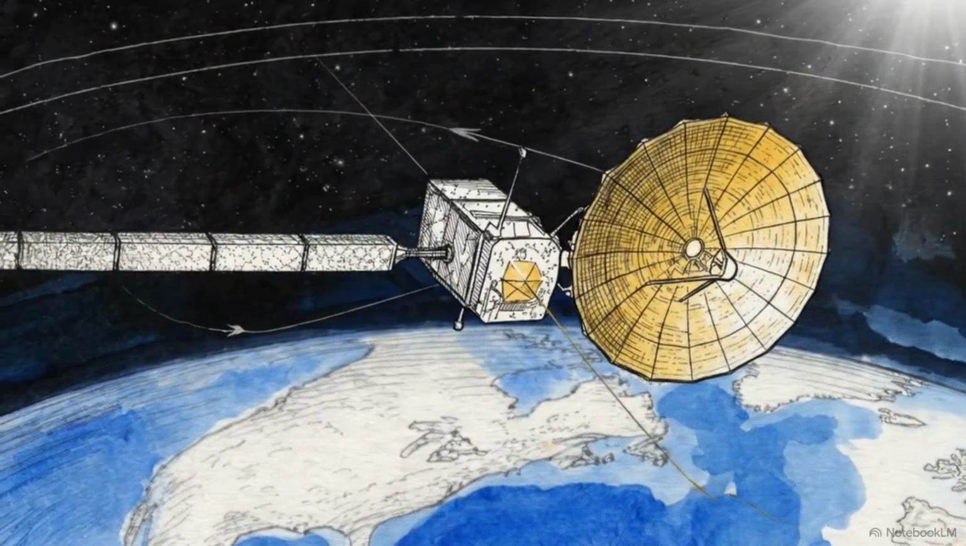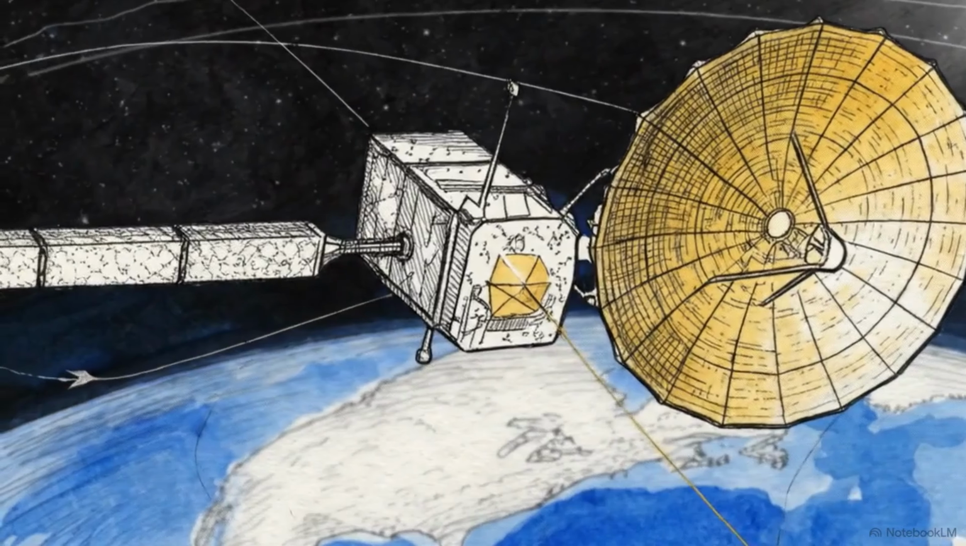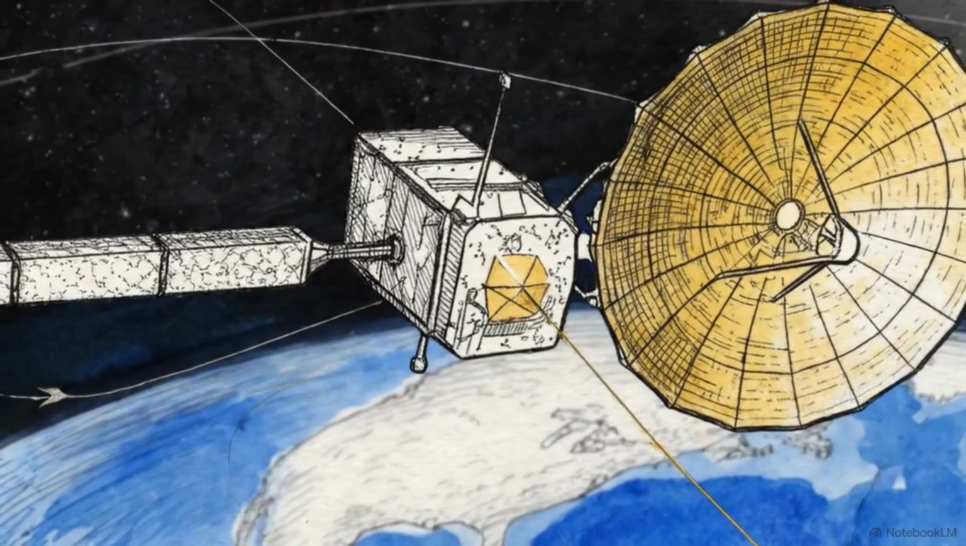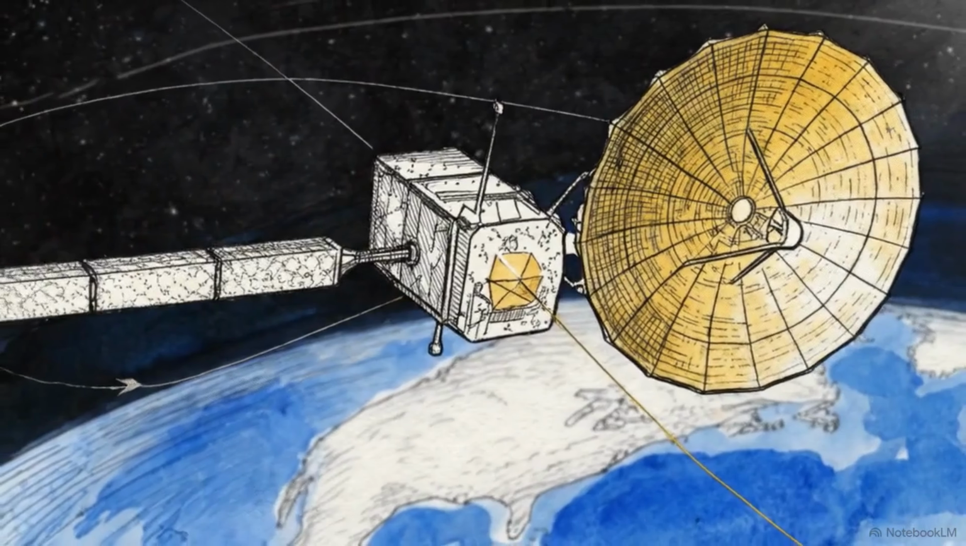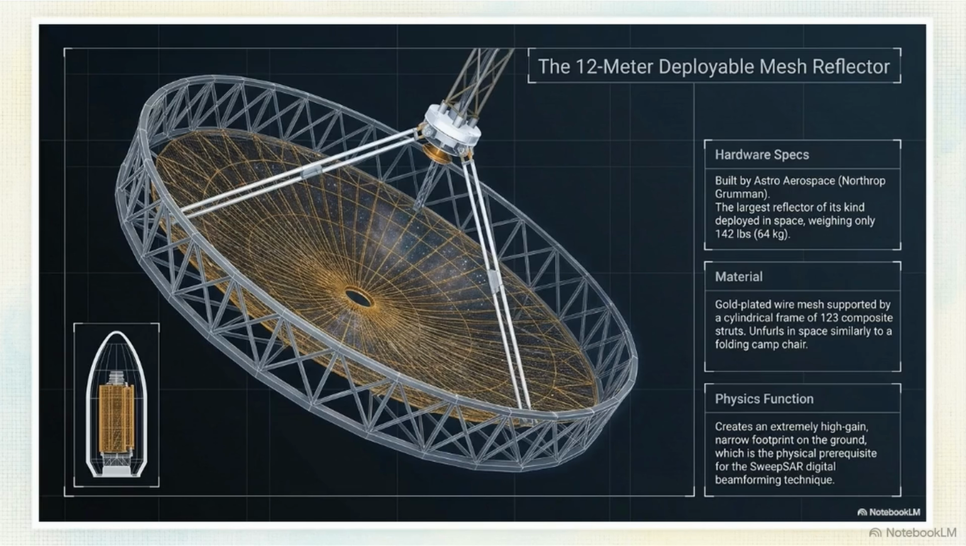High above the Earth, a massive new instrument expands into orbit. This is NISAR, a joint mission by NASA and the Indian Space Research Organization. It is the first spaceborne radar system built to operate a dual-frequency synthetic aperture radar. This schematic details the physical scale required to make that possible.